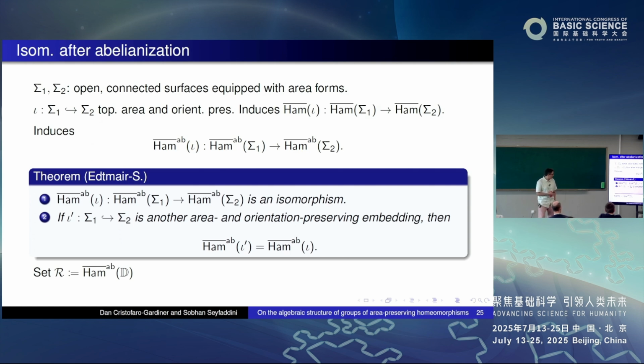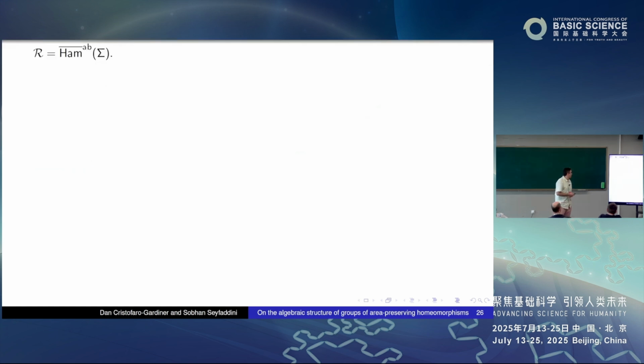So now, this allows me to make sense of this. I will define this curly R, which is going to be the repository for this universal extension of the Calabi invariant, to be just the abelianization of Hamiltonian homeomorphisms of a disk, or area-preserving homeomorphisms of the disk. And this curly R, by this theorem, doesn't depend on the choice of the surface. I could have taken it to be the abelianization of Hamiltonian homeomorphisms of any surface. Okay, so I've got this group curly R. Let's take a look at it.